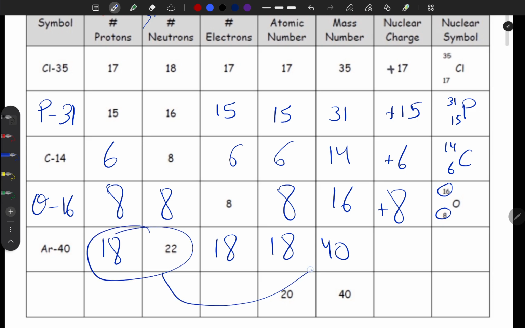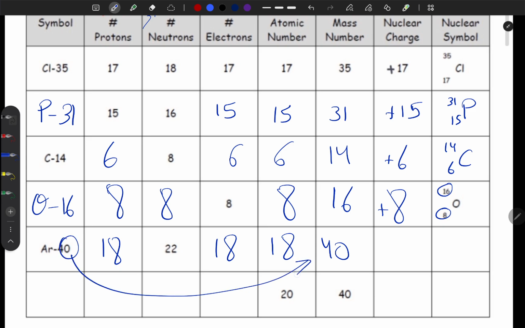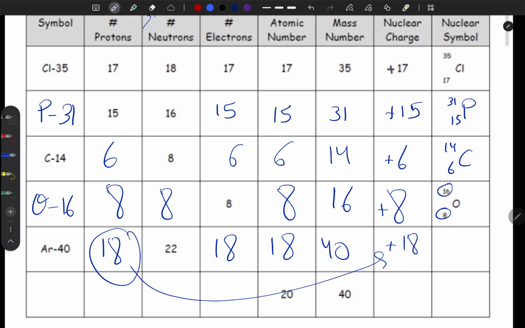The nuclear charge, and in fact, we didn't even have to add these together. Just a fun fact, we did not have to add these together to find the mass number. In fact, we could have just gotten it from here. That would have been even easier. The nuclear charge is, again, the number of protons. So here it's positive 18. And finally, the nuclear notation, it is argon. Up here is the mass number, which is 40. And down here is the atomic number, which is 18.